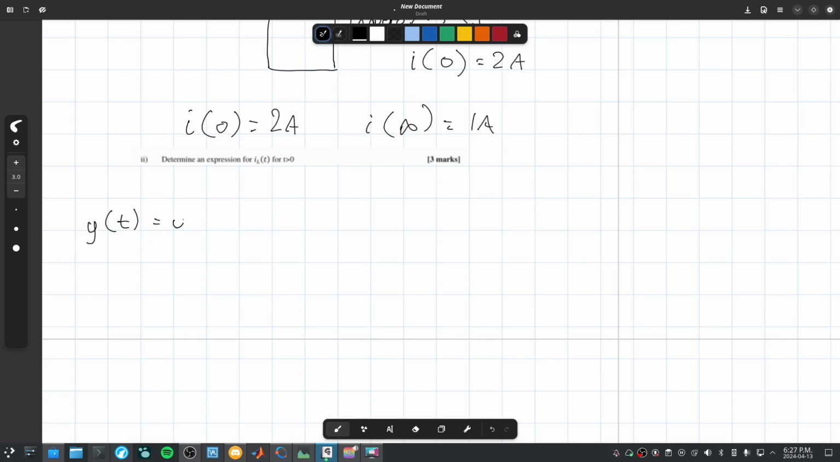So y(t) is equal to y infinity plus, in brackets, y0 minus y infinity, e to the negative t over tau.